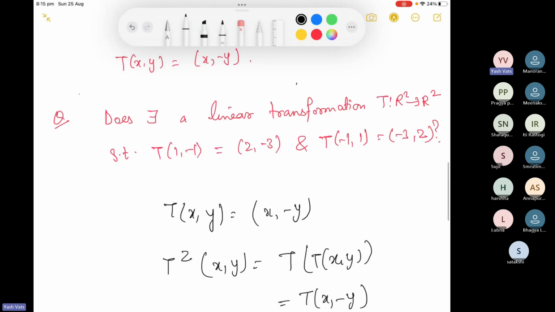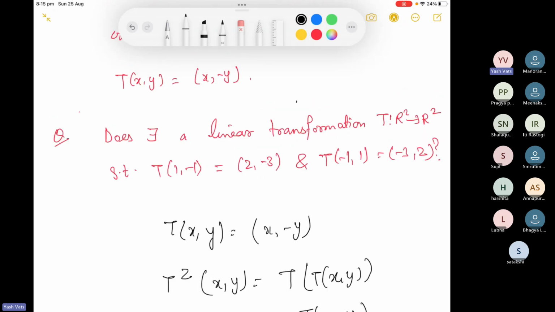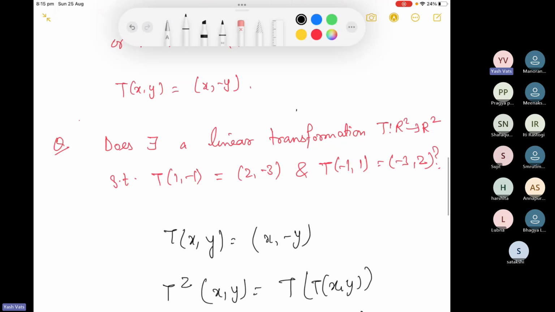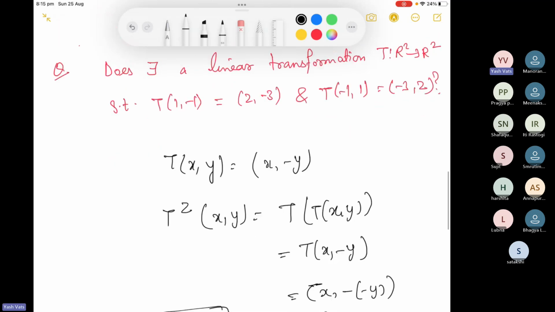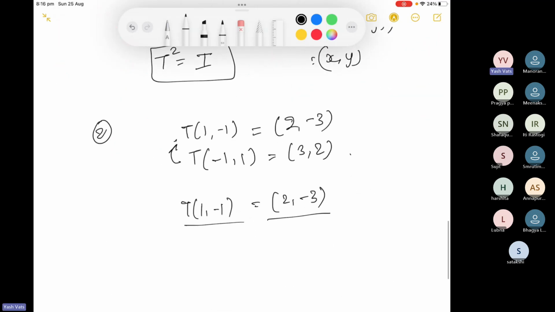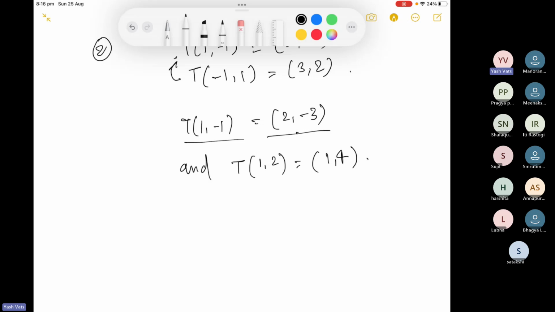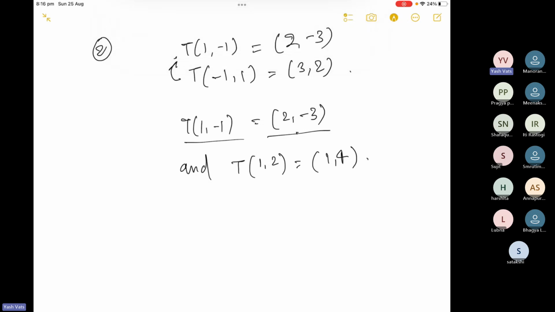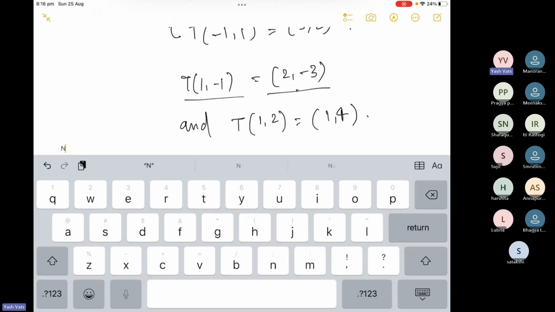So what is the basis? T is defined only at one point, but you need to define T at 2 points. So you can check, T(1, -1) is (2, -3), and you can define T of (1, 2) as (1, 4). Yes, and so what we have to do is define a linear transformation such that it is defined on the basis elements.